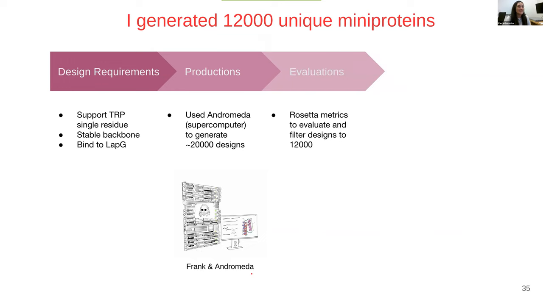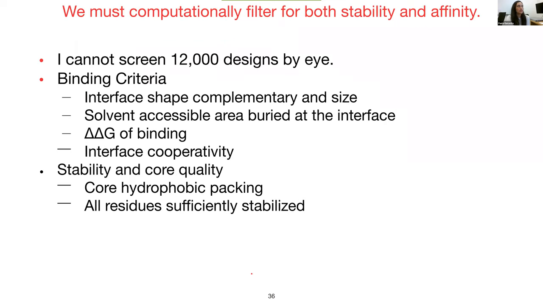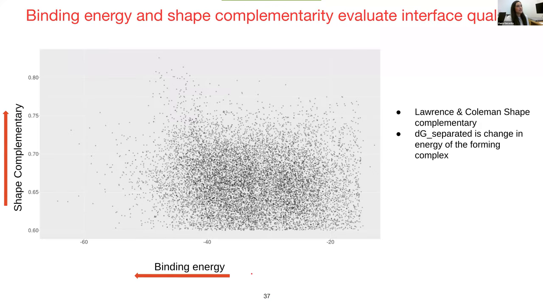After I generated 20,000 designs, I also evaluated all of them to filter them down to 12,000 designs with the Rosetta metrics. 12,000 designs are a lot, and it's not ideal to look at every single design. You can't just look at all of them, or at least I wouldn't want to look at 12,000 designs. So we evaluated based on different binding criteria, stability, and core quality. These are some of the metrics that we chose.